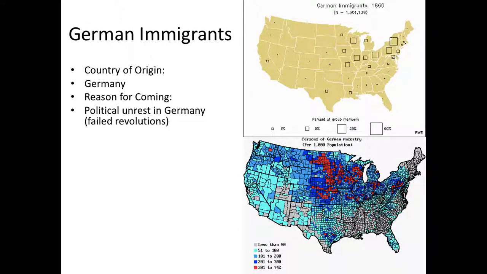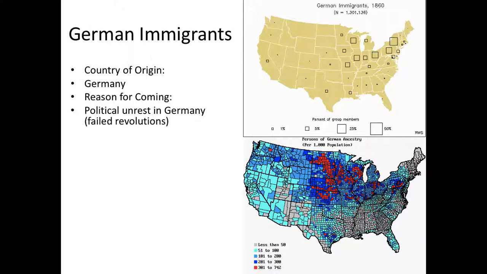And the details of that you don't really need to know, but just note that there is political unrest in Germany. There are some attempted revolutions in Germany, and a lot of Germans come to the United States for political freedom. So this idea of the United States being a beacon of freedom to the world kind of comes into play when it comes to German immigrants. Where do these German immigrants come in?